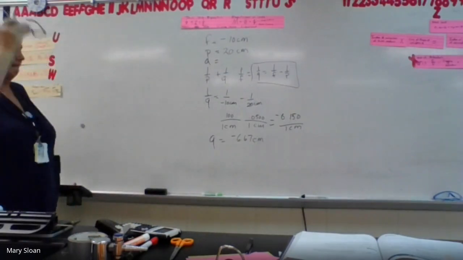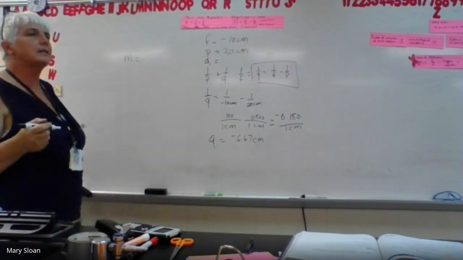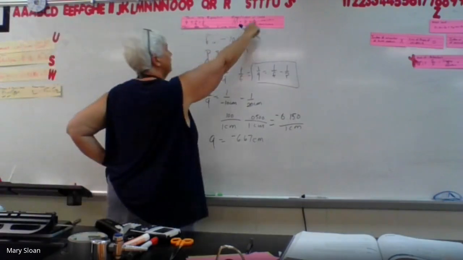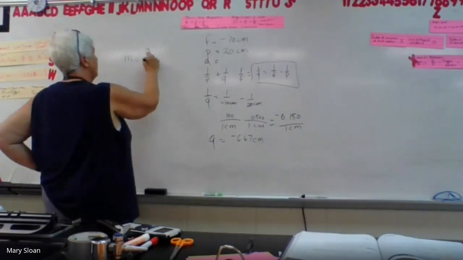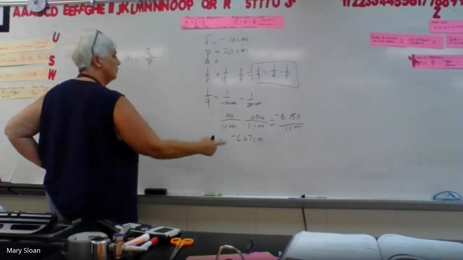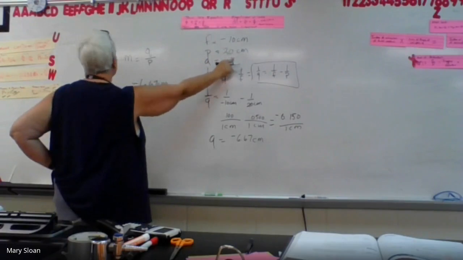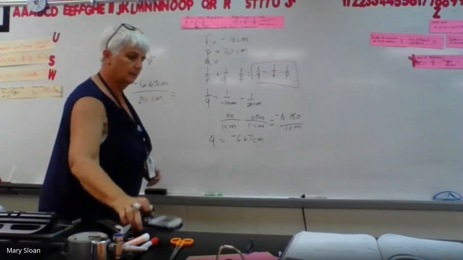Is that what you did, Jordan? Yes, ma'am. Okay, so then I'm looking for my M, magnification. I keep wanting to say mass. So my magnification is going to be my Q and P again, my image distance over my object distance. So I'm going to do Q over P. What is my Q? Negative 6.67 centimeters over my P, which is 20 centimeters, equals what?